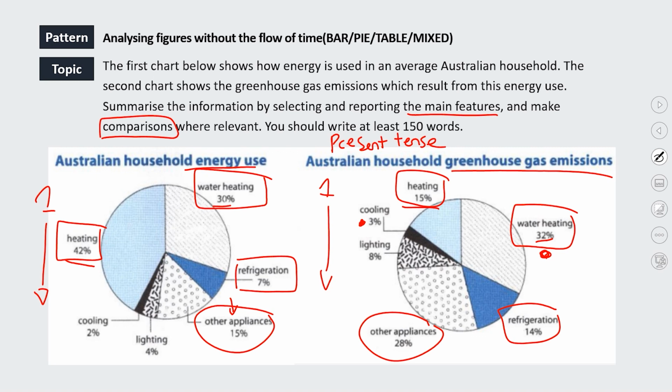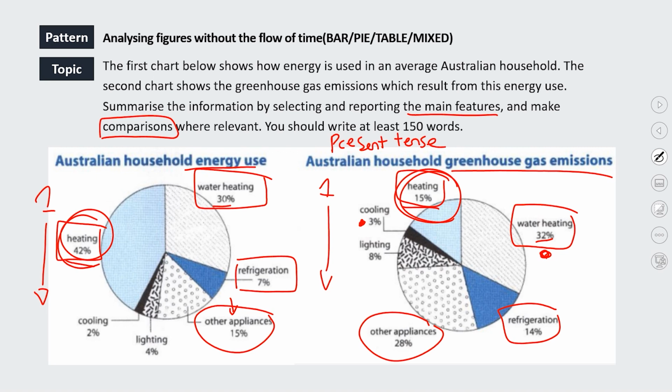The things that we spend the most energy on, e.g. heating, do not necessarily produce the most greenhouse gas. So that's the main trend, or the main piece of information you can interpret from this graph, okay? What this candidate has done is they've said, this is the biggest, this is the smallest, this is the biggest, this is the smallest. But they've not told me what does that mean, okay?